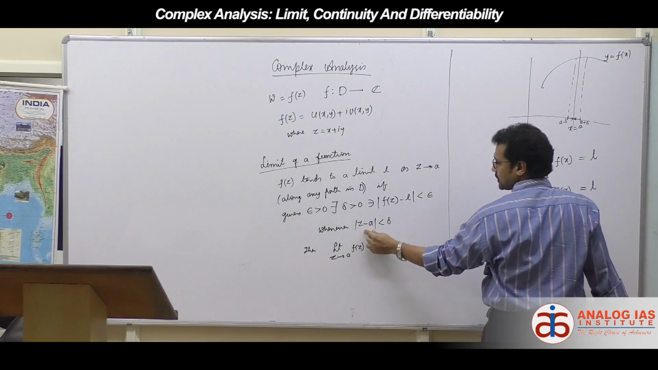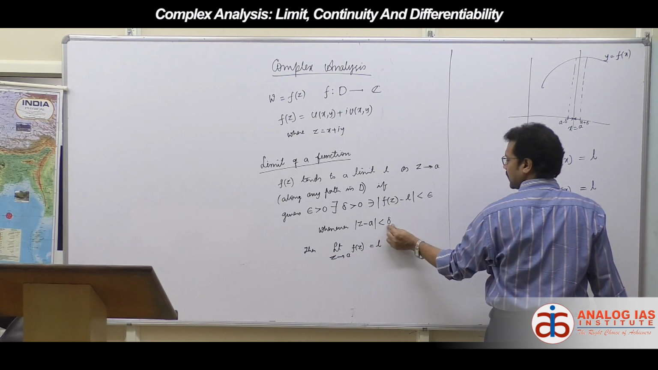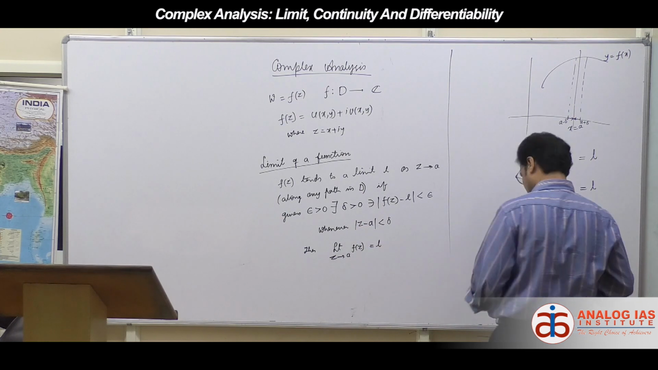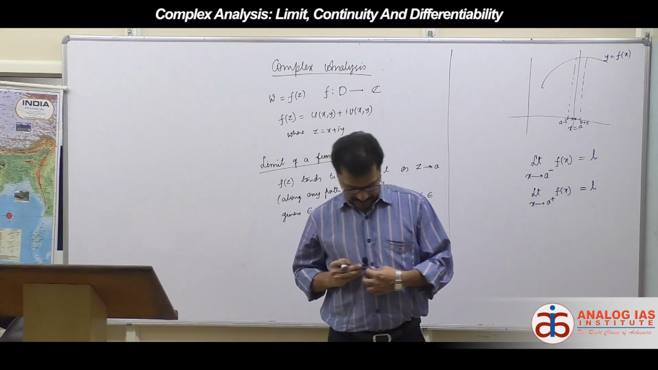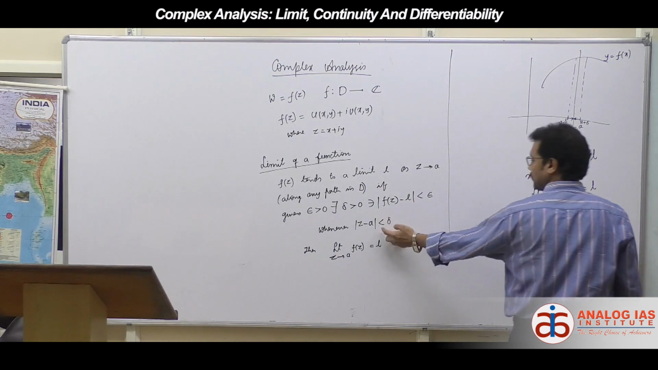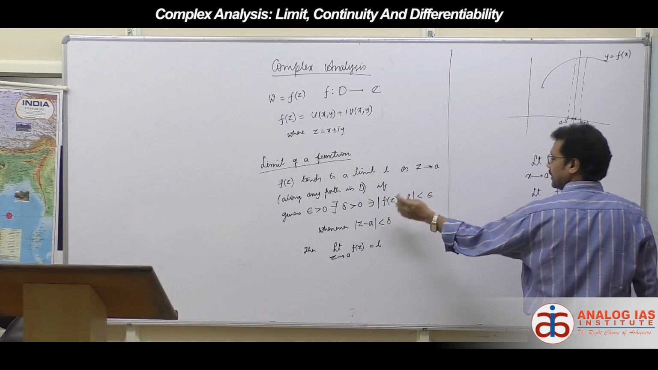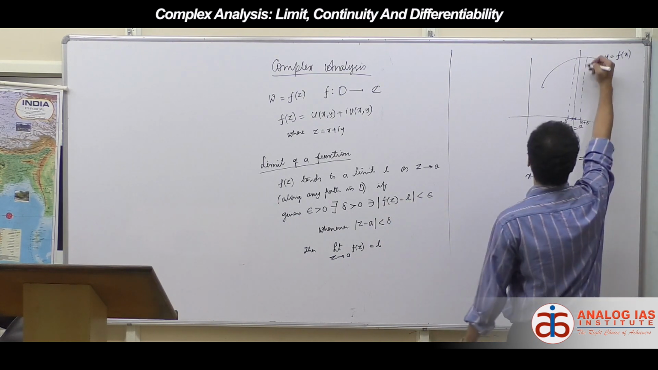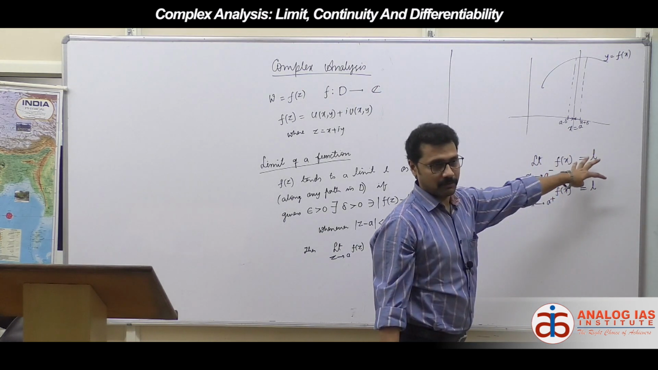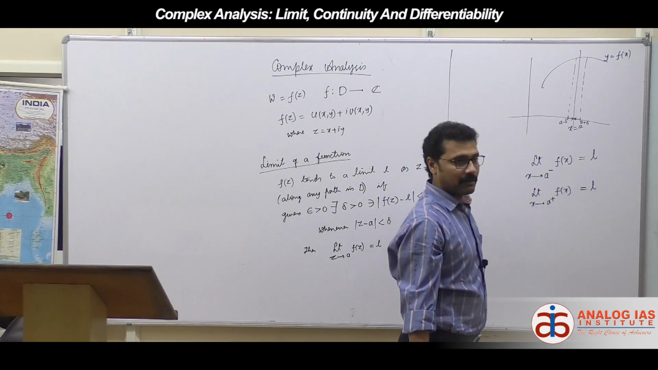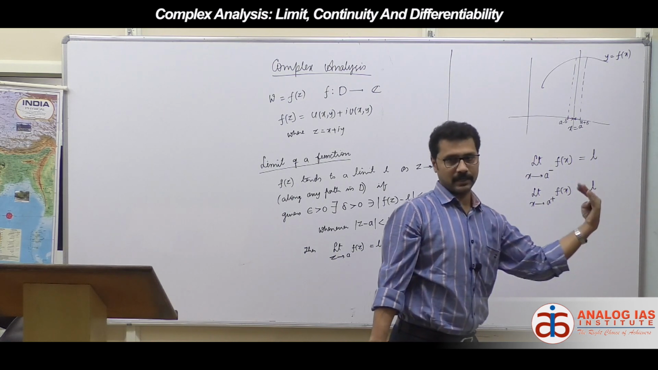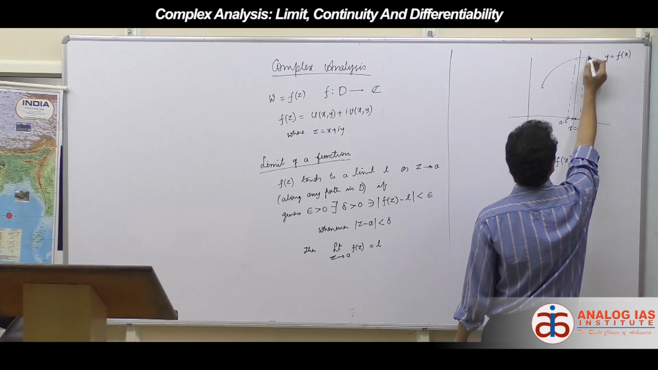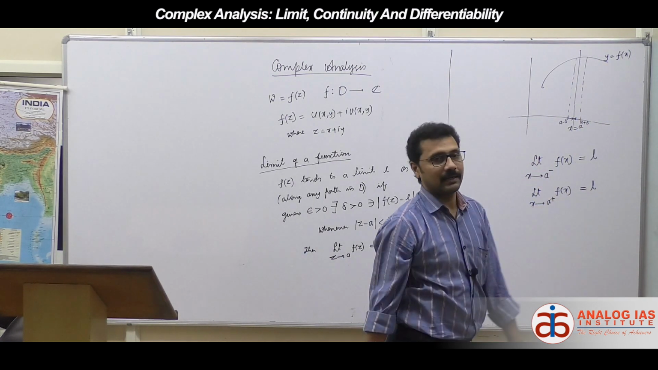If x is moving in the delta neighborhood of a, then f of x is also moving in the epsilon neighborhood of L. That means whatever value of the function you get, as you move from the left hand side or from the right hand side, if it is exactly equal to L, the height, I am talking about height L, if both of them are equal, we call that the limit exists.